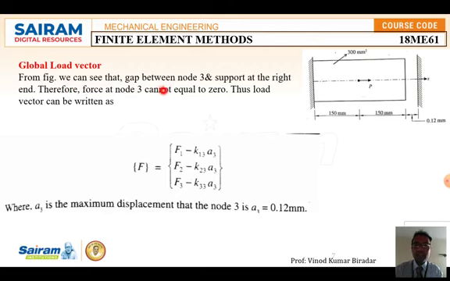We can see that the gap is at node 3, not node 2 or node 1. There is a gap between node 3 and the support at the rigid end. Therefore the force at node 3 cannot be equal to 0.